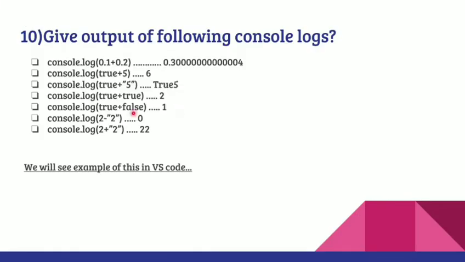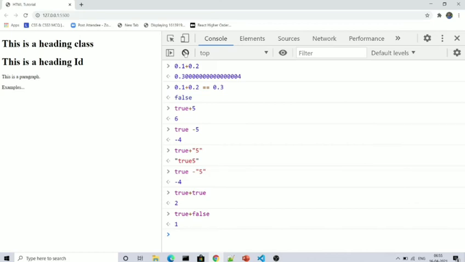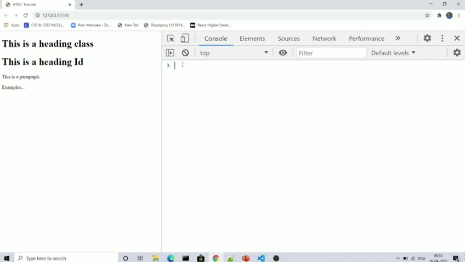Now we will see our next set of questions. For example, 2 minus 2 in the string. Okay, we'll see that, 2 minus 2 in the string. Now the output is coming as 0. But if we do the same thing with the plus symbol, then the answer will be totally different. It will be 22. It is not 4.